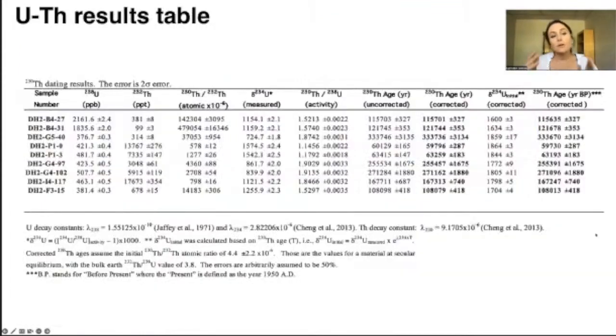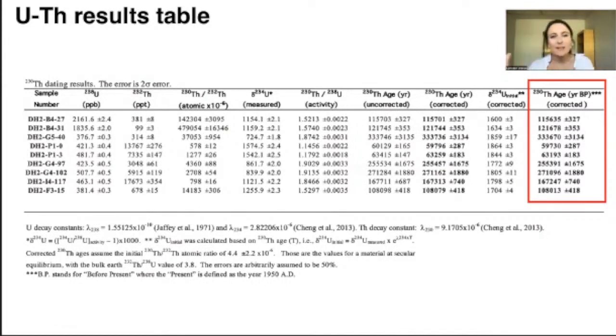So here's an example of a results table that you would typically get after you've measured your samples on a mass spectrometer. Most people go straight to the end, looking at the ages of your results, since that's sort of why we're here: to find out the age of your speleothems. But I just want to briefly point out that there's a lot of really good information in these tables, so don't just gloss over them. Make sure you take some time and understand what each of these columns mean.